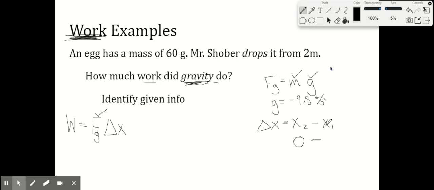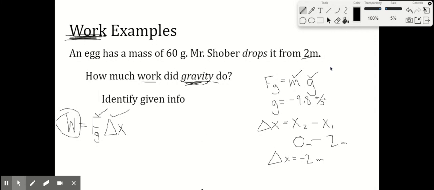Minus where it started out, which it says right here is 2 meters. So we've got meters for both of these. So if we do the little simple math there, 0 minus 2, we're going to find that delta x equals negative 2 meters. So now we've got our delta x. We know our force, we can find our force at least. We know our delta x. It's time to plug it all in and solve for W. So what I want you to do is on your calculator or on your paper, or maybe even both, figure out what is the value for W.